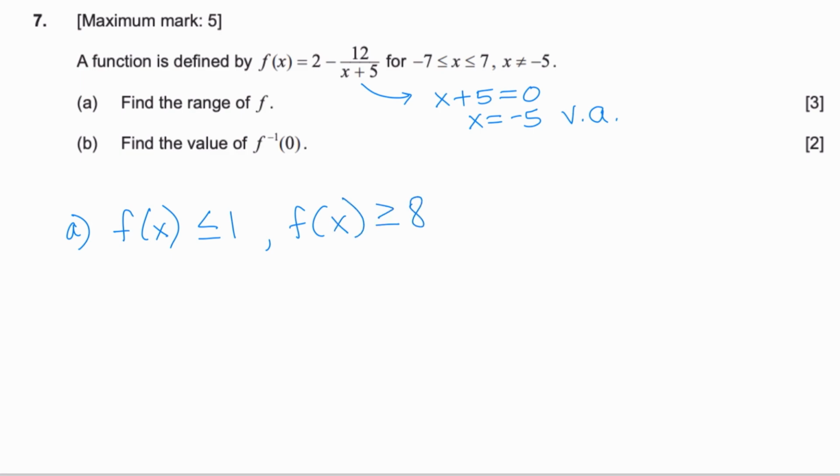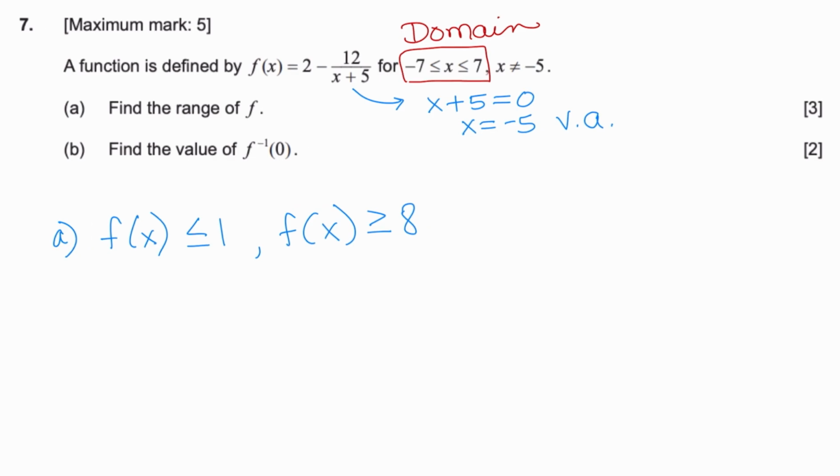And like I was saying, this is a domain that they give you. So that is why I only looked on my calculator for what is happening when x is 7 or -7 and everything in between. For part B, this notation means the inverse. When you see it like this, it means that you have to figure out the inverse of 0. This is very different from finding f of 0.